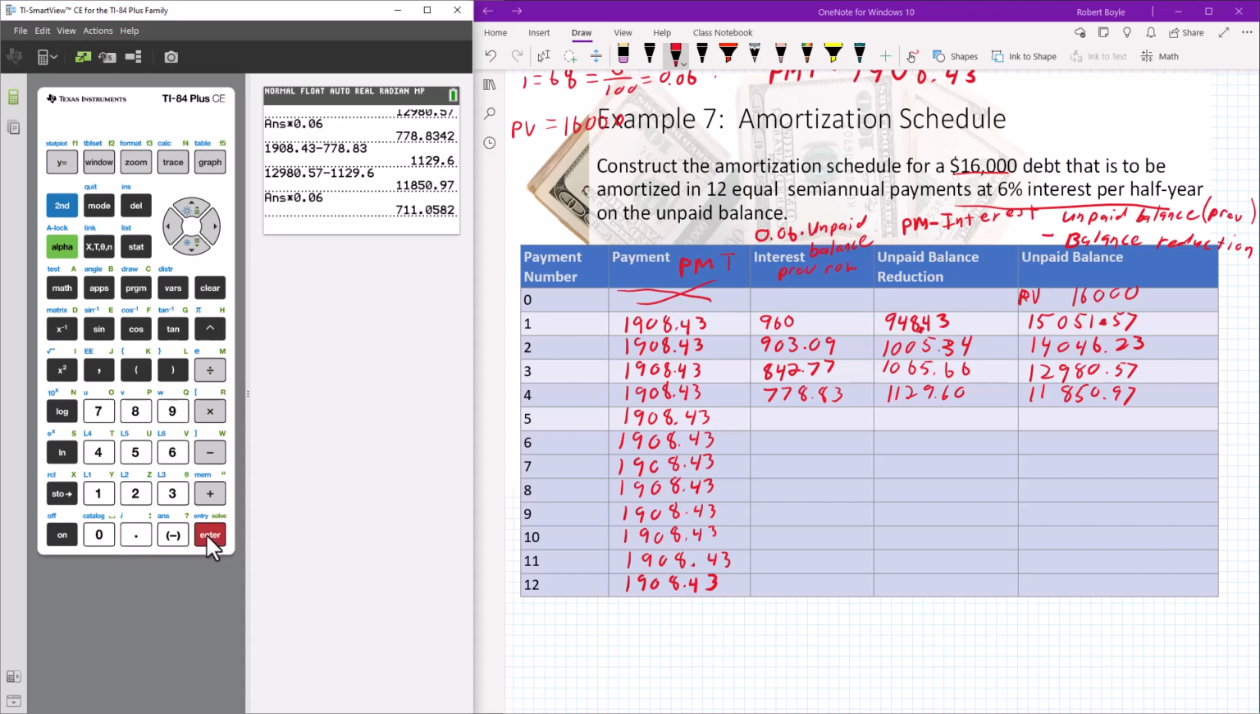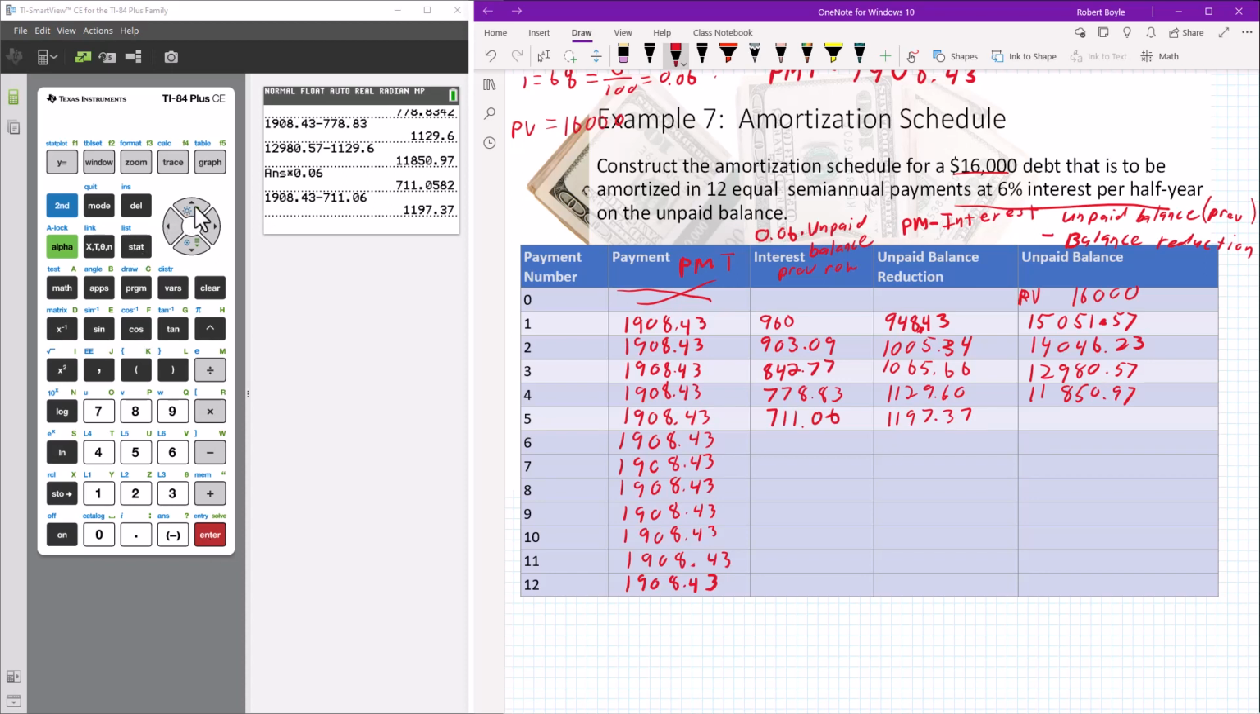Multiply that by 0.06. That will give us $711.06 when we round up. Okay, and then that means that the amount that's going to be applied to our balance is going to be 1908.43 minus 711.06. That gives me 1197.37.